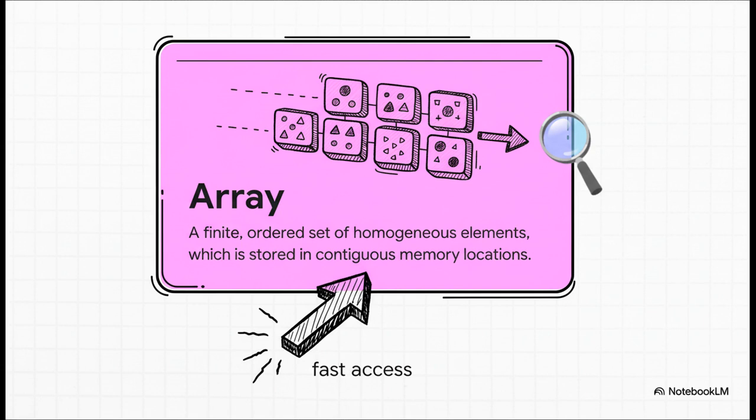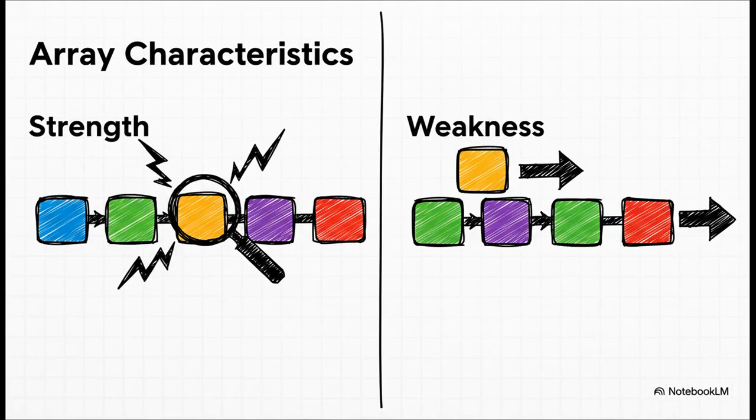This super rigid structure is exactly what gives arrays their one incredible superpower. And that superpower is its strength. It's got crazy fast access to any element. If you know the address or the index, the computer can just jump straight to it. That's a constant time, O(1) operation. But this exact same structure is also its biggest, most annoying weakness.